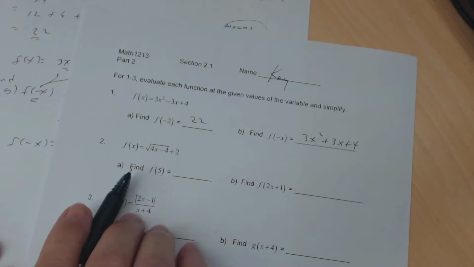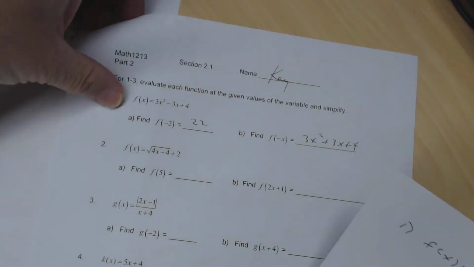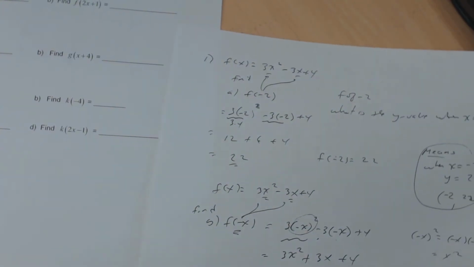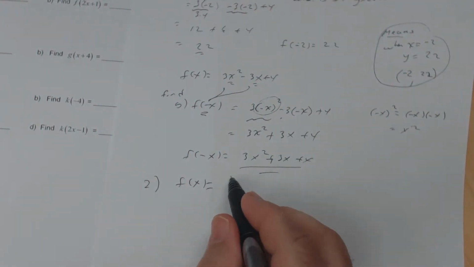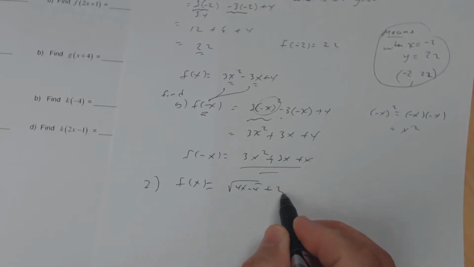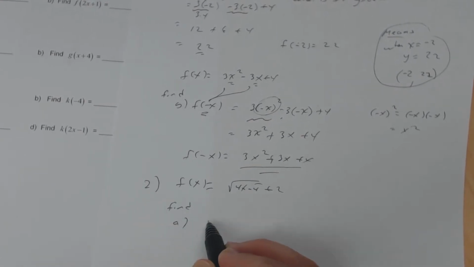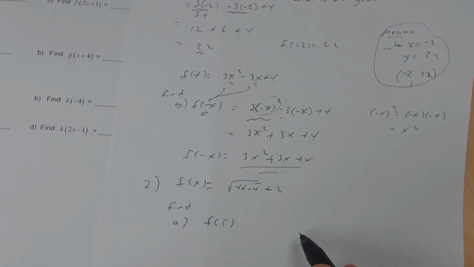All right, number 2, you have this function now. And so number 2, you have f of x is the square root of 4x minus 4 plus 2. And so in part A, you want to find f of 5. So again, where we see the variable x in your function, you're going to substitute 5.